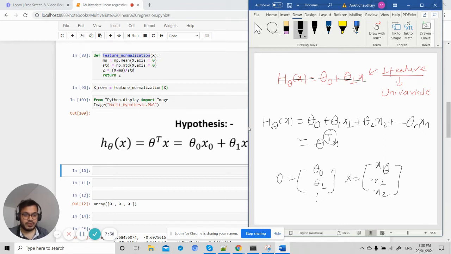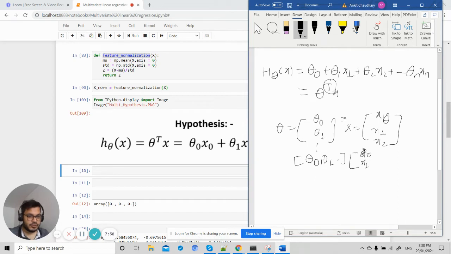So in order to do matrix multiplication, we know that we need to transpose one value. We need to have our matrix in the format theta 0, theta 1, and another in theta 0, x0, x1, x2. So we need to do a transpose of this so that we can do a matrix multiplication. That's why we did theta transpose of x. So now let's implement this in our code.